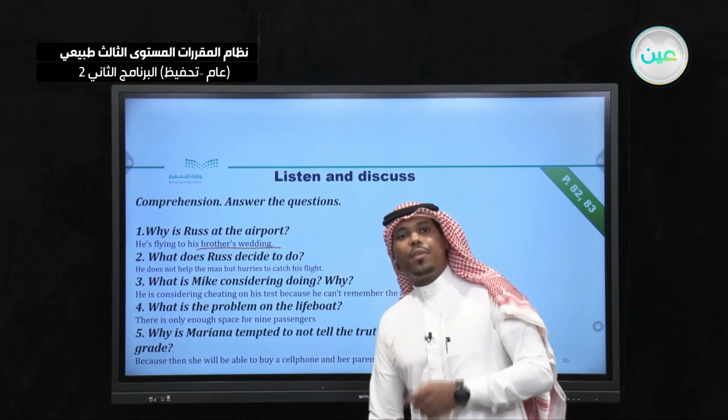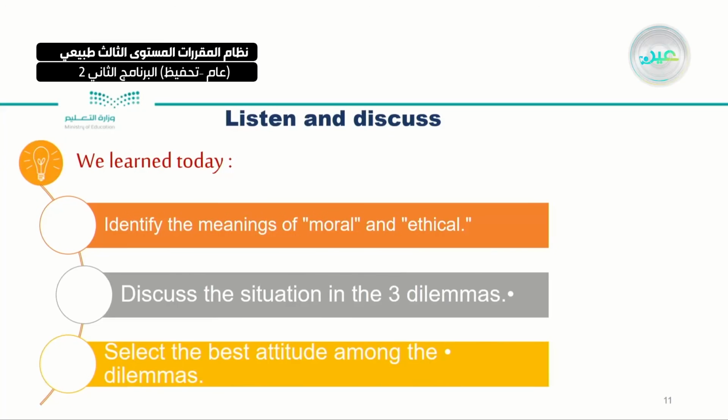Very good. Now we have finished our lesson today. And as usual, we are going to see the objectives: identify the meanings of moral and ethical. We said that if ideas or behaviors are good, then they are ethical and moral. But if they are bad, then they are unethical and immoral. Then we discussed the situation in the 4 dilemmas, of course. And finally, select the best attitude among the dilemmas.